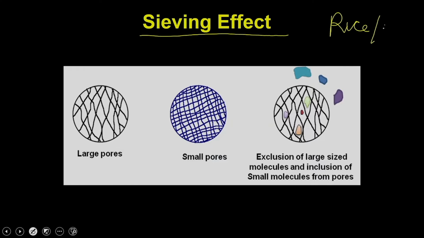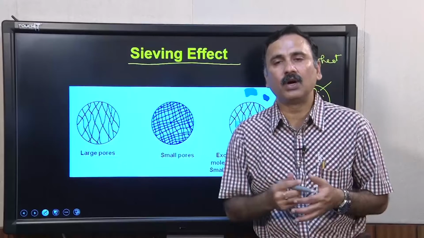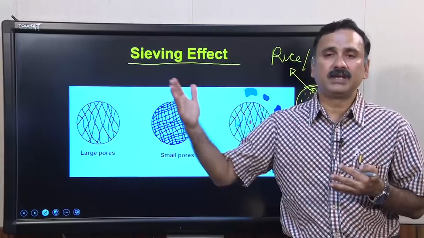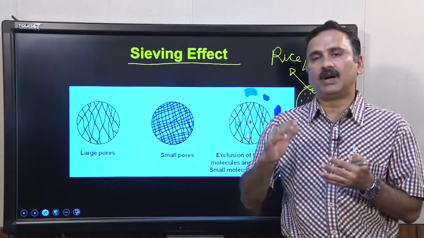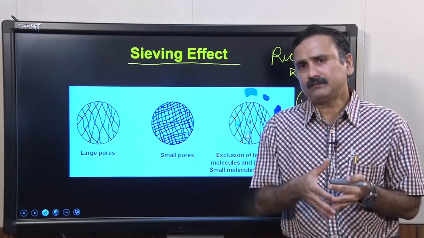So, if I have a mixture of rice and wheat, I will take a molecular sieve and choose it in such a way that its diameter is good enough for the rice. Once I sieve, the wheat will remain on top, and the rice will pass through the pores and be collected into the lower chamber, and the wheat is collected in the top chamber. That is the way you separate two molecules which are different in size.